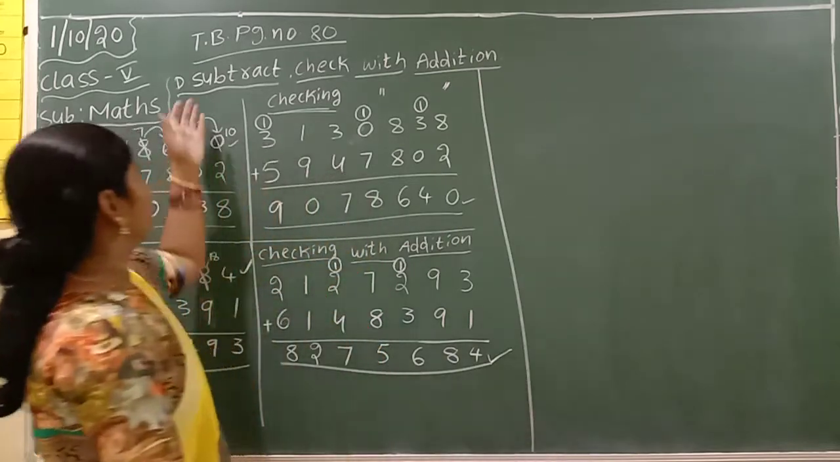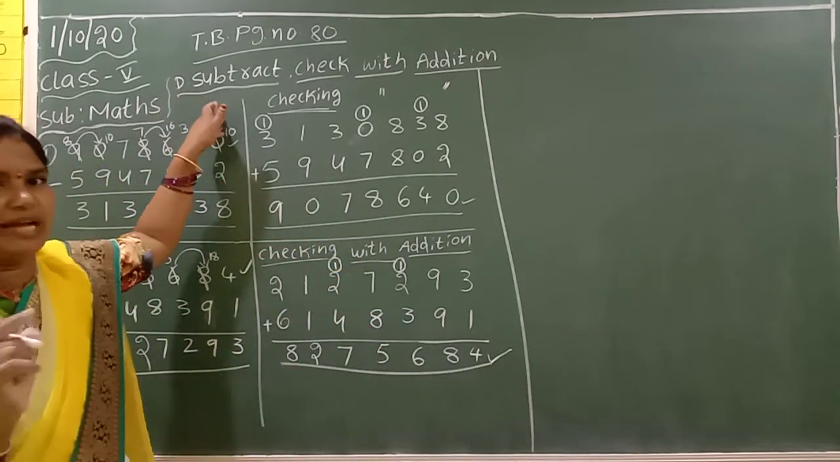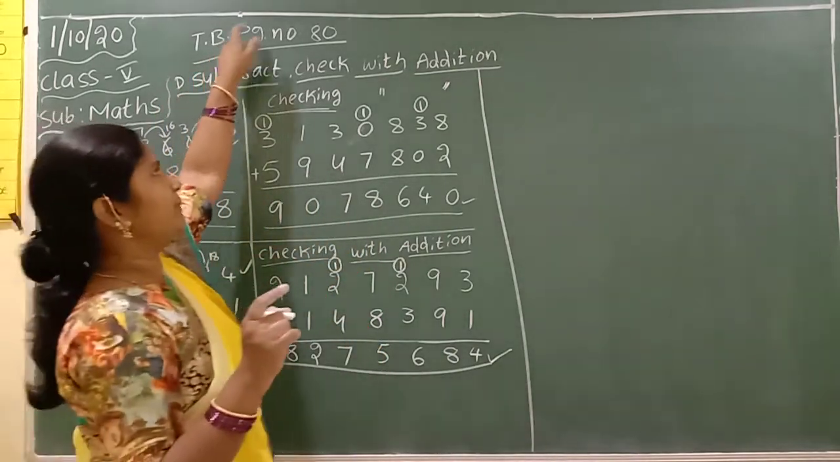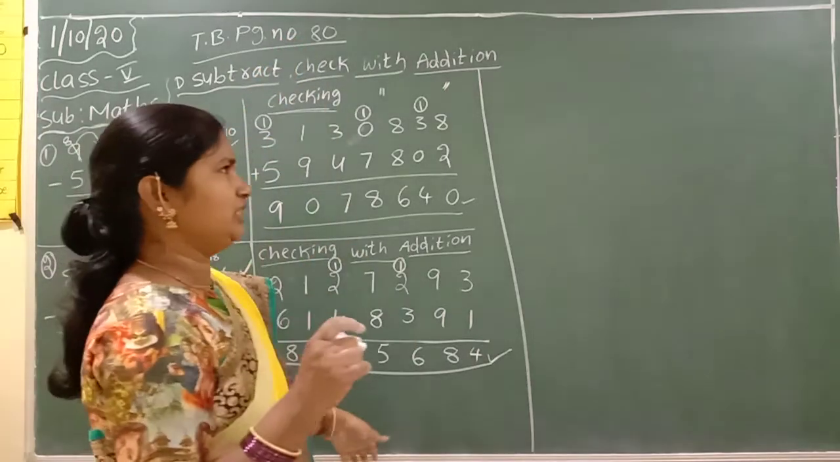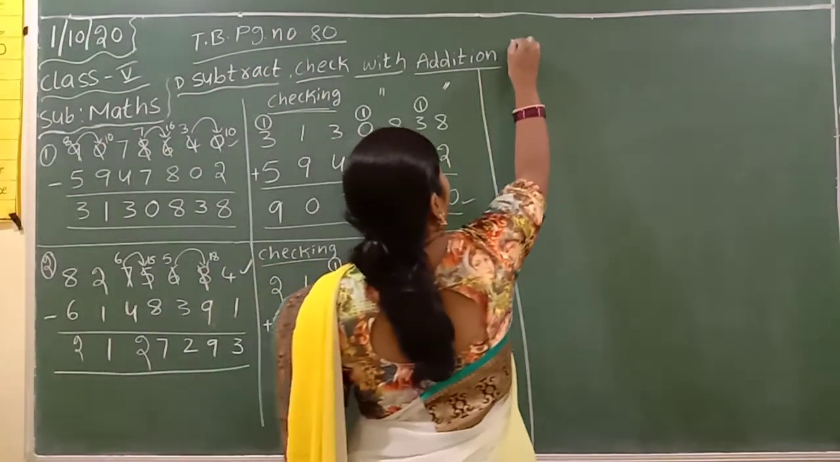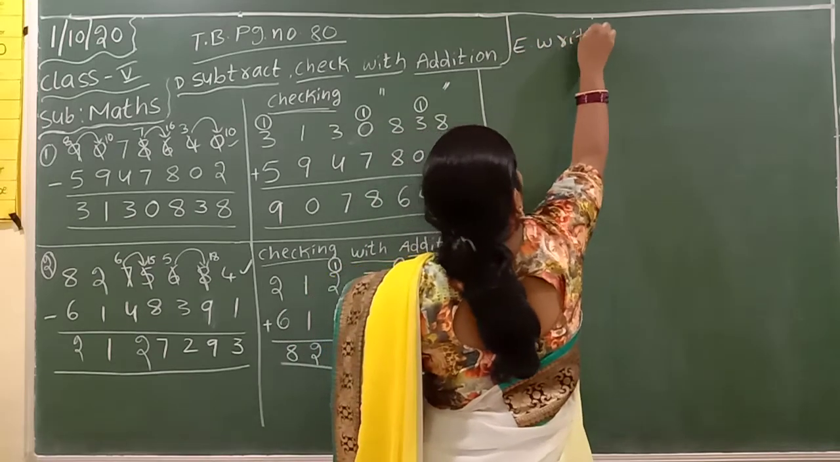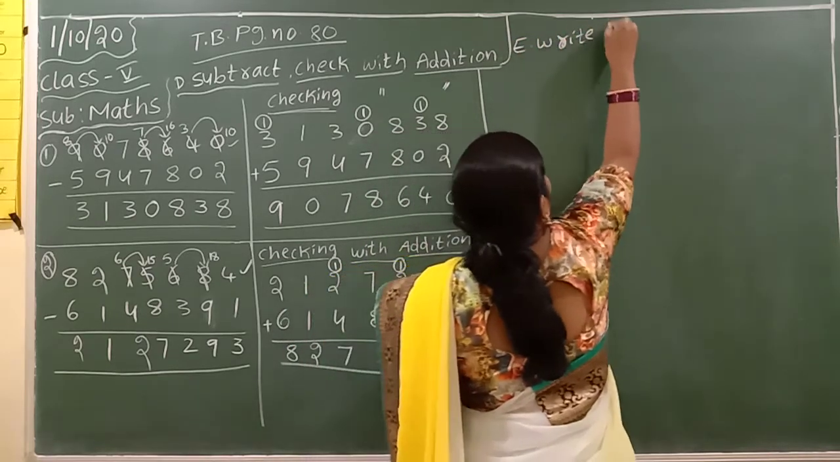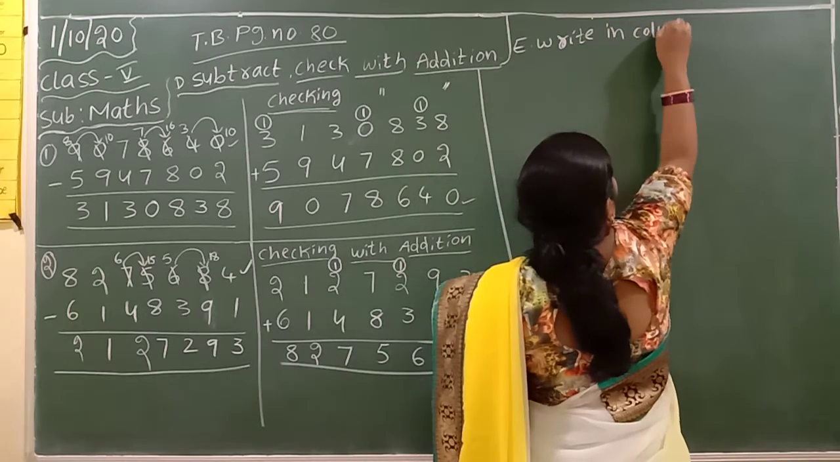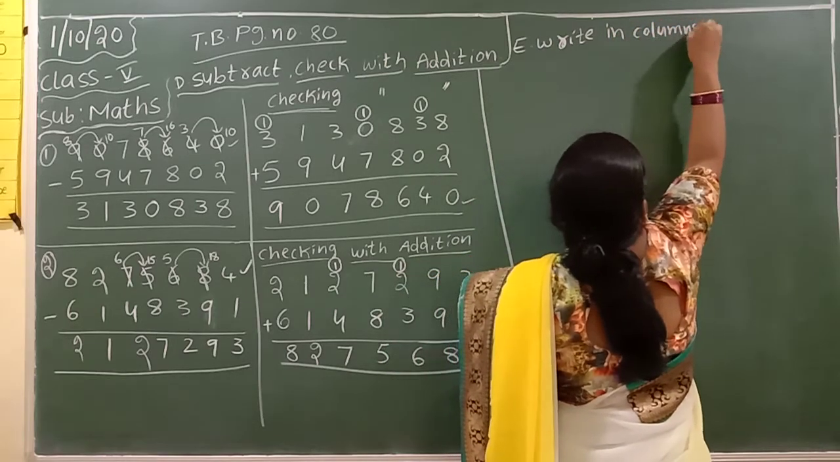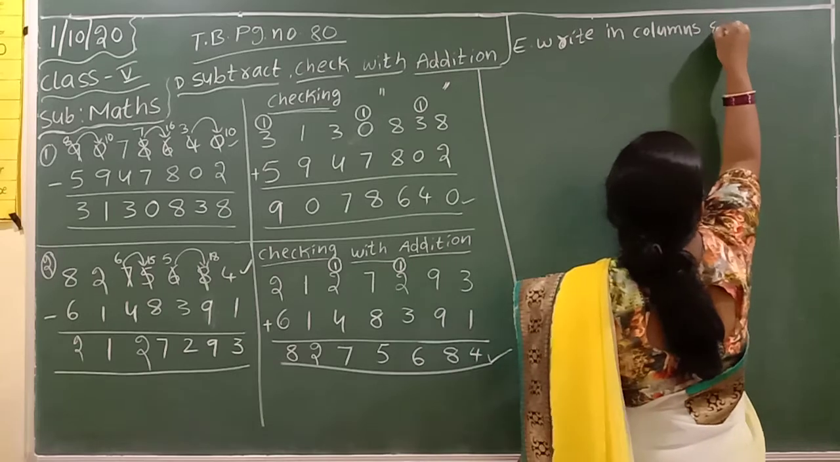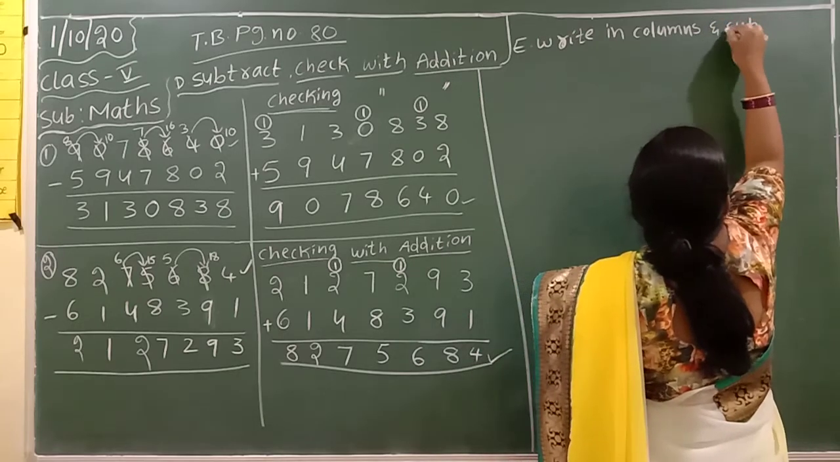Like this, you have to finish the DBT in your maths notes. The questions on your page number 80, you have to finish this. Next, go for e-bit. Write in columns. Write in columns and subtract.